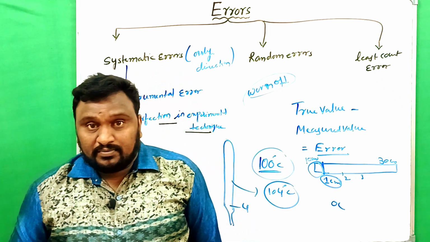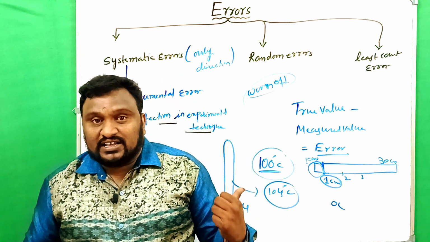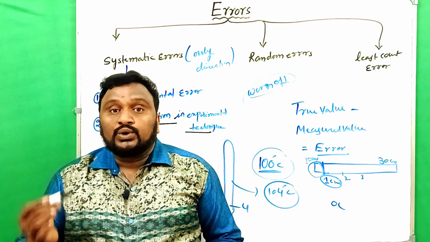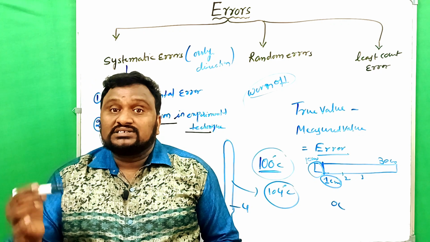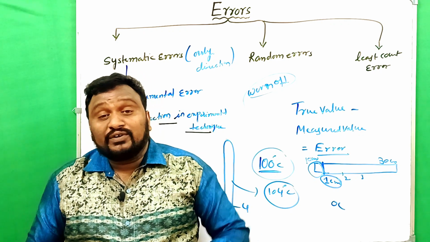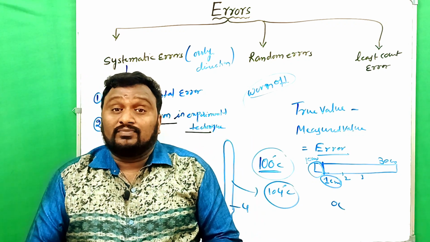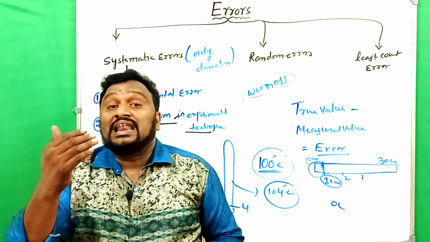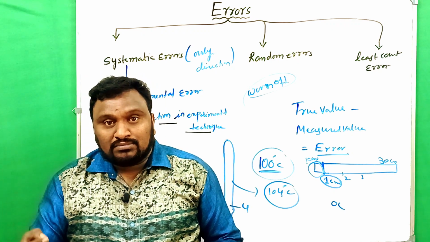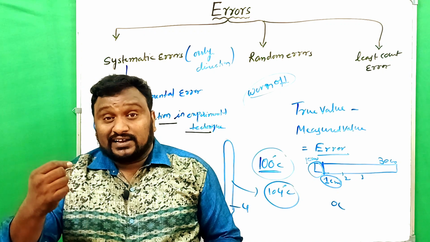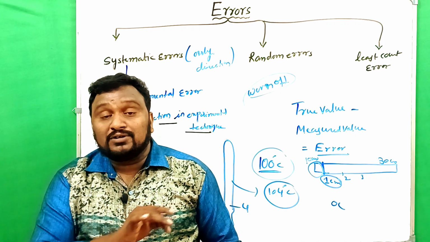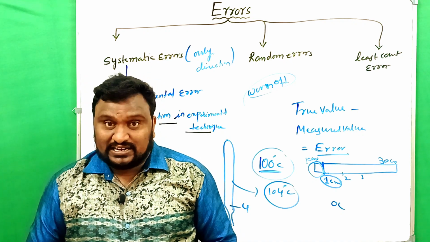General example for imperfection in experimental technique. What is it? If you take a thermometer to measure the body temperature, the thermometer must be kept in our mouth. Other than that, if it is kept under the armpit, then it will show a lower temperature of the body. Clear? If you keep a thermometer under the armpit, it will show a lower temperature of the body. That is one of the examples of imperfection in experimental technique.